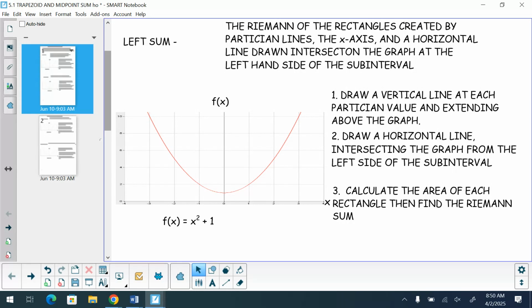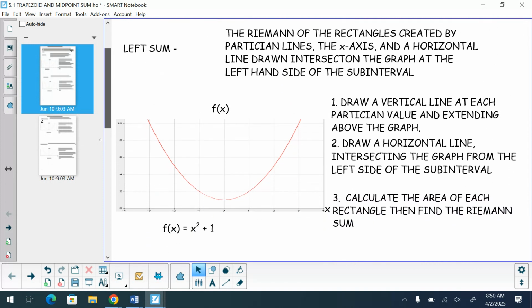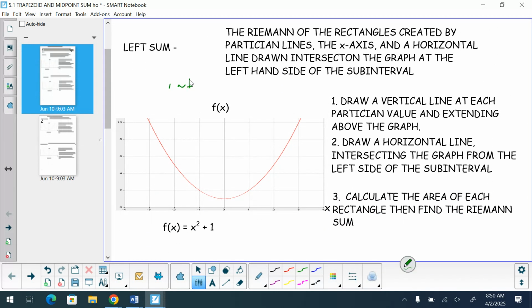We're still dealing with the same function, f of x equals x squared plus 1. We're still going to deal with an interval, x is a member of, what do we do, -1 to 3. That was our interval, correct? That we worked in the previous one. So we're still dealing with the interval from -1 to 3, and we're still going to deal with a delta x equal to 1. So we're going to go very basic with this. We're not going to go to huge amounts of delta x's.